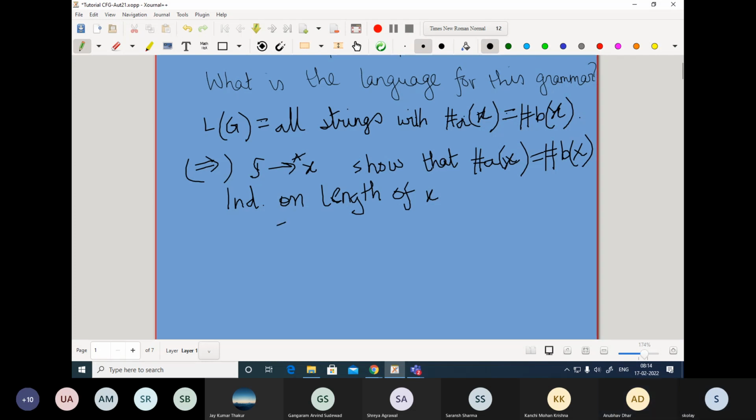Otherwise, if x starts with a and ends with b, or x starts with b and ends with a, then it is also true because of the second and third clause of the production. So you have to prove something about x1, right? Yes, ma'am. In x1, the number of a's is one less than the number of b's. So then there must be some derivation from S to x1 as well. So how are you deriving after that?